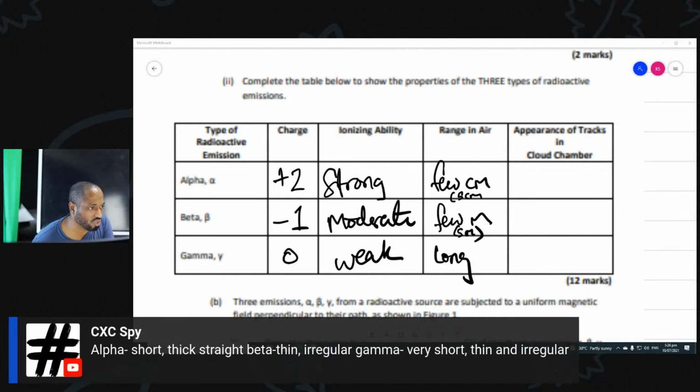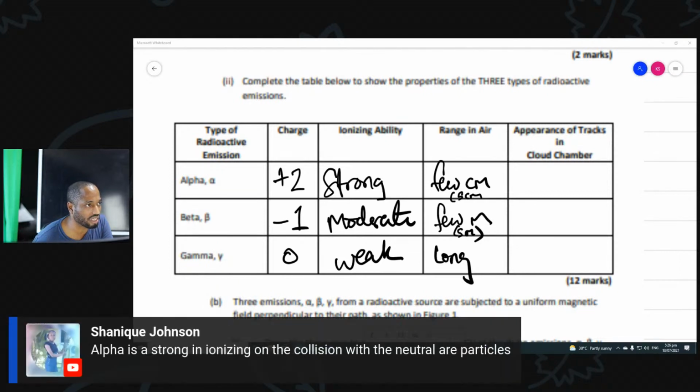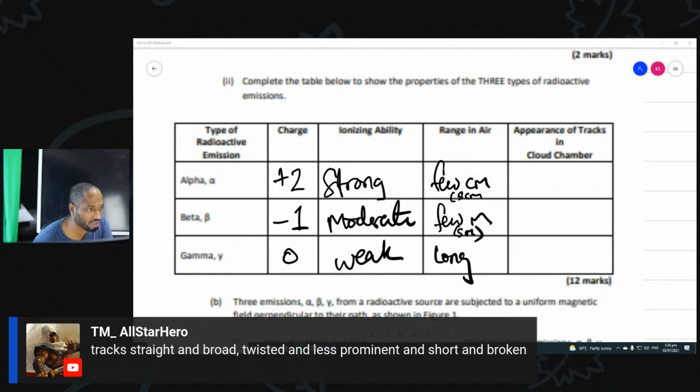So alpha is short, thick, straight. Beta is thin, irregular. Gamma is very short, very thin, very irregular. Short, thick tracks due to high ionization. Strong ionizing on collision. Straight and broad; twisted and less prominent; and short and broken. That will work.